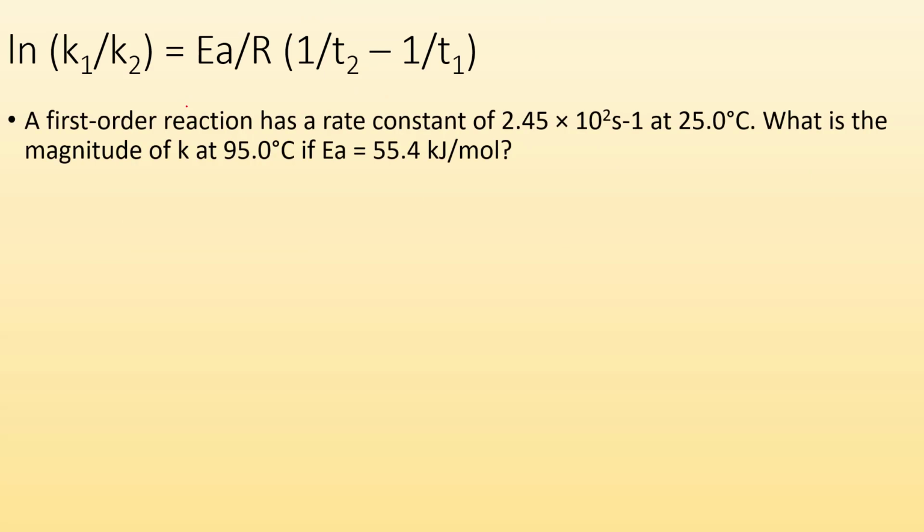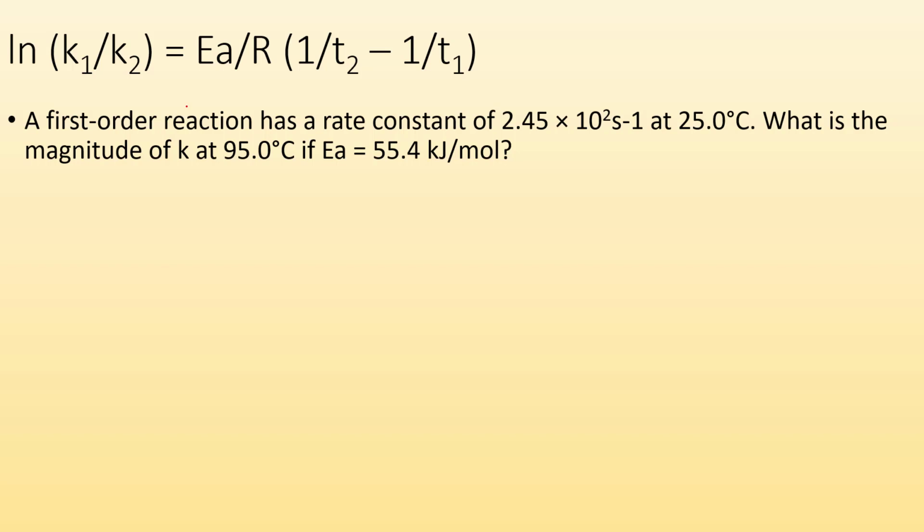Again, our equation. Here's the scenario. A first order reaction has a rate constant of 2.45 times 10 to the second per second at 25 degrees Celsius. What is the magnitude of K at 95 degrees Celsius if the activation energy is 55.4 kilojoules per mole?